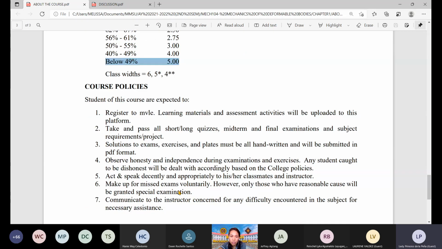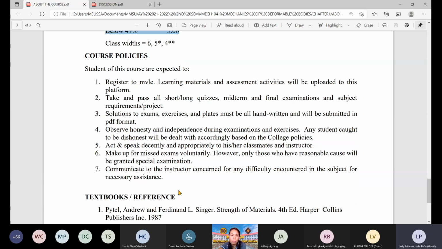Okay, so I have some class policies here. Register to MVLE. Learning materials and assessment activities will be uploaded to this platform. Take and pass all short and long quizzes, midterm and final examinations, and subject requirements and projects. Solutions to exams, exercises, and plates must all be handwritten and submitted in PDF format.